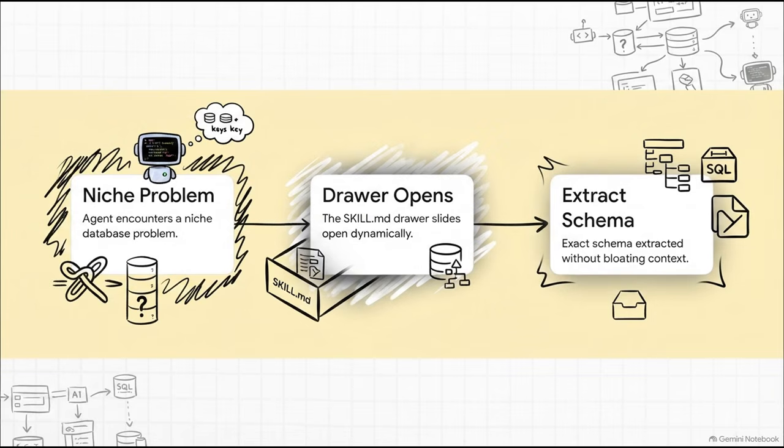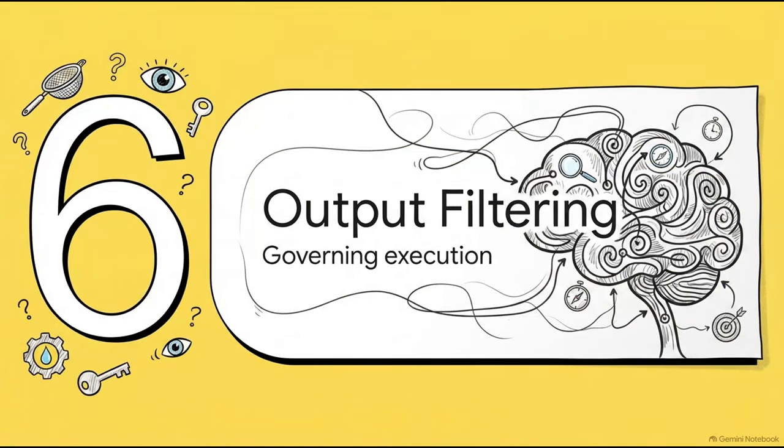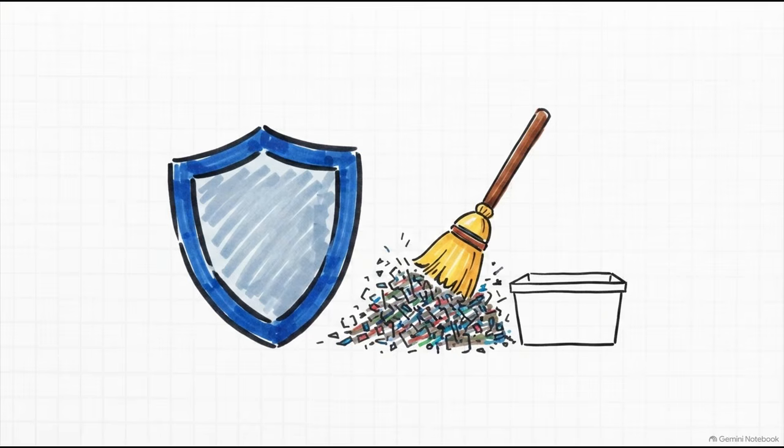By using these sliding drawers, your agent is never distracted by tools it doesn't need for the task at hand. It gets exactly what it needs right when it needs it, and your transparent container remains completely unburdened. And finally, Section 6, Output Filtering for Clarity. We've reached the final and honestly perhaps the most actionable step of our blueprint. We've partitioned the work, laid our foundation stones, and installed our sliding drawers. Now we have to actively govern the actual execution.